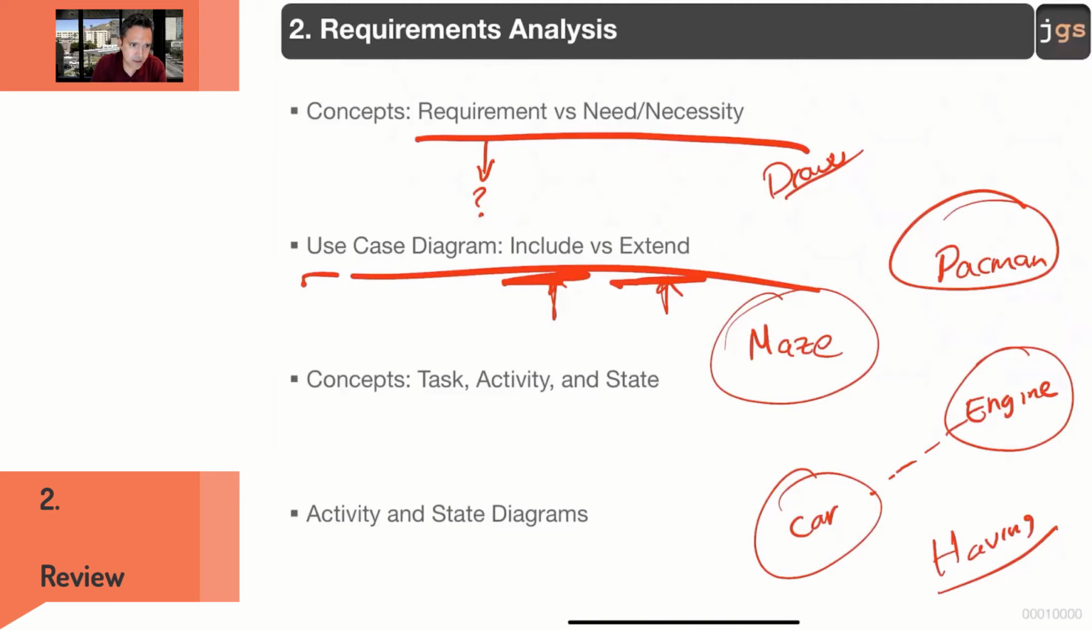Yes, extend is for optional things. In this case, we are not talking about optional things between the car and the engine. The thing that we reviewed before is we assume that it's mandatory for a car to have an engine. So this one can be a good example of include. Creating a car or having a car includes creating or having an engine. Just to give you a quick example.